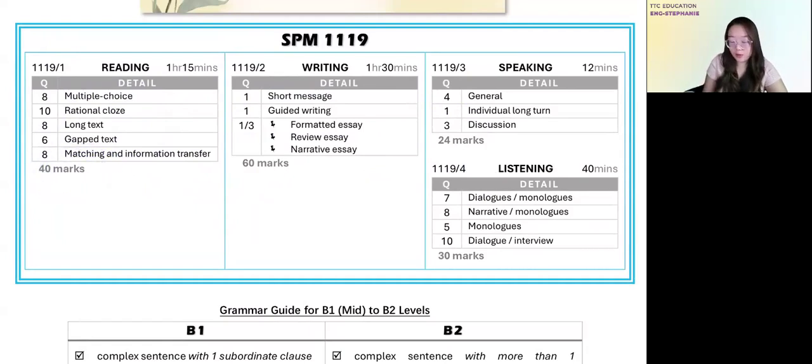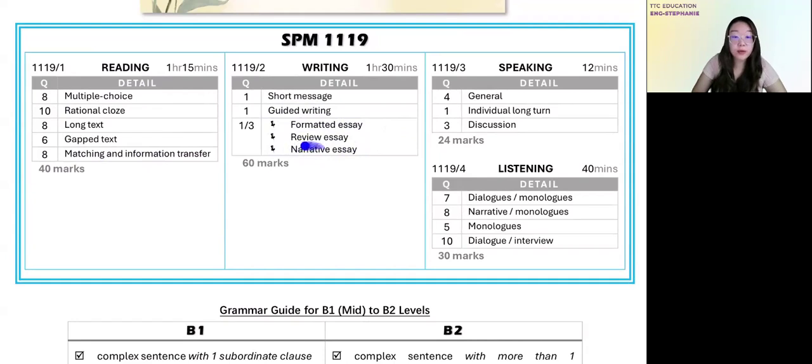Meanwhile, for the writing portion, you have 3 sections. The first one is your short message, which is either a message, an email, a postcard or another format, but the most popular ones are still the message and the email. Then we have our guided writing, mainly the factual essays. The very last one is your extended writing, where you need to do a formatted essay. Most of the time it is an article, review or report.